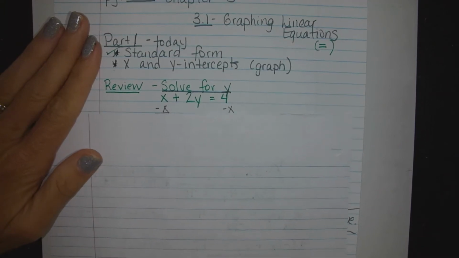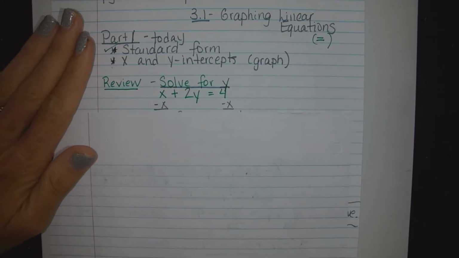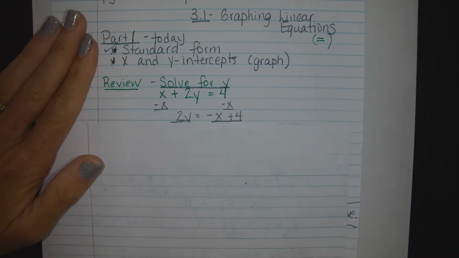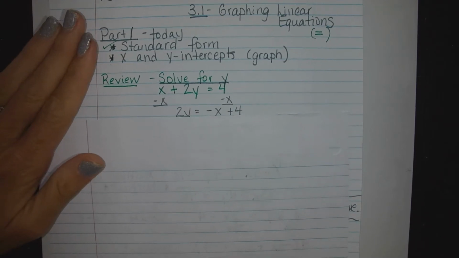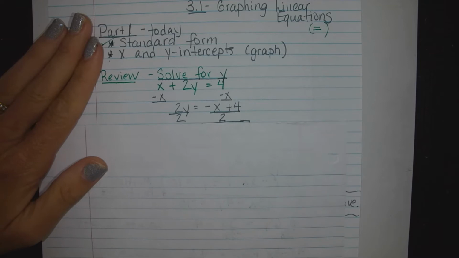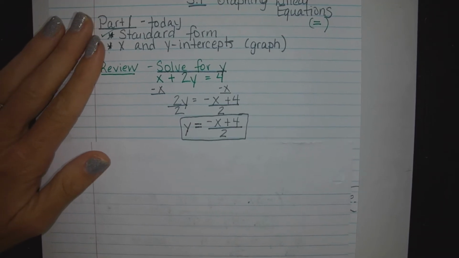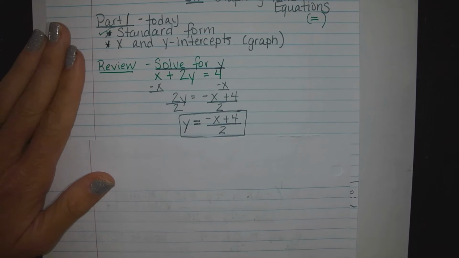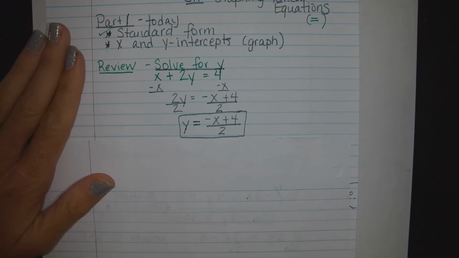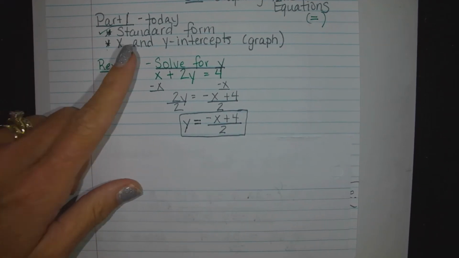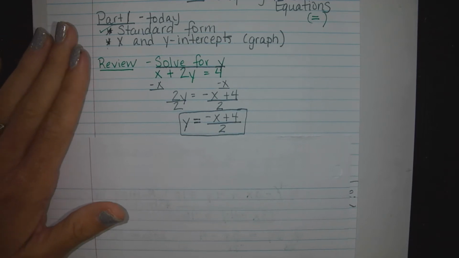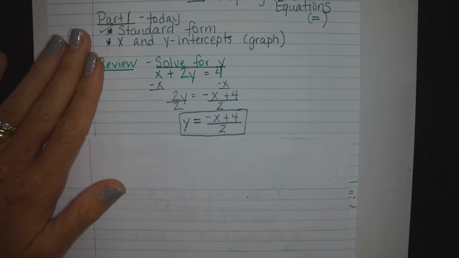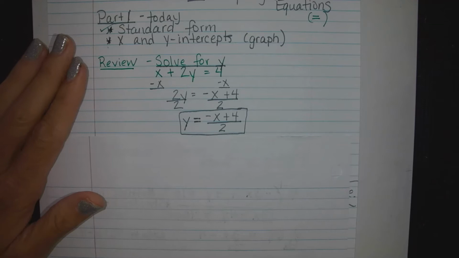We need to move the x over first, so you're going to subtract. When you do that, you're going to divide by 2. So here's your answer, and there we are. You're probably wondering why we are doing this. Well, I'll just show you what standard form is. Any questions on that review problem before I move on?